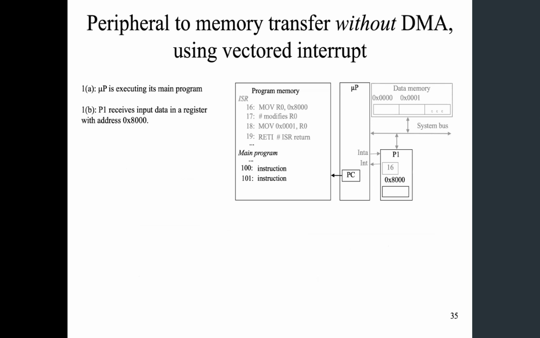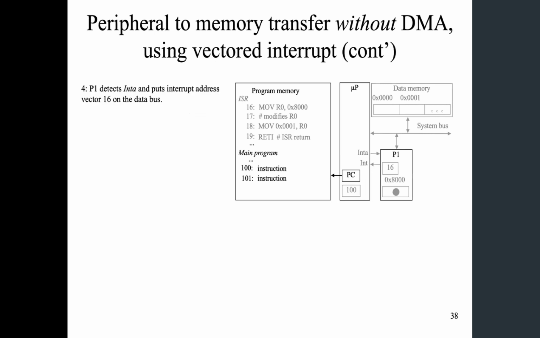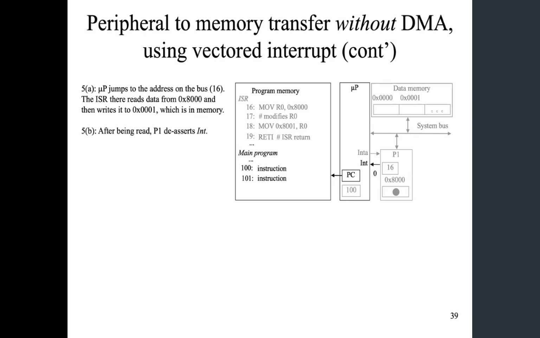You see that the main program is being executed, and we have data arriving, and we have an interrupt asserted. We have an interrupt acknowledgement. The peripheral will send an interrupt vector number 16, and using that, the microprocessor will find where the ISR is, which is address 16. It'll read data, modify data, and write the data to address 0001.